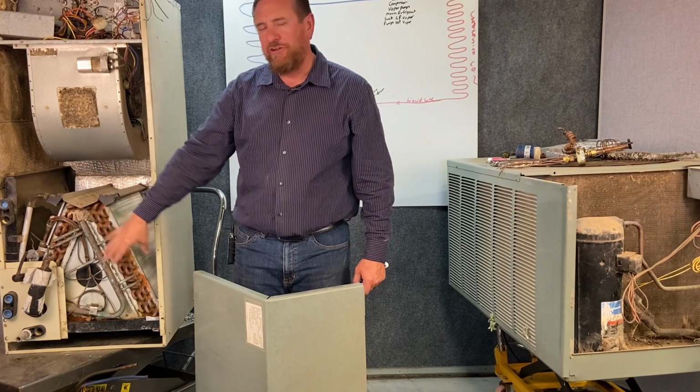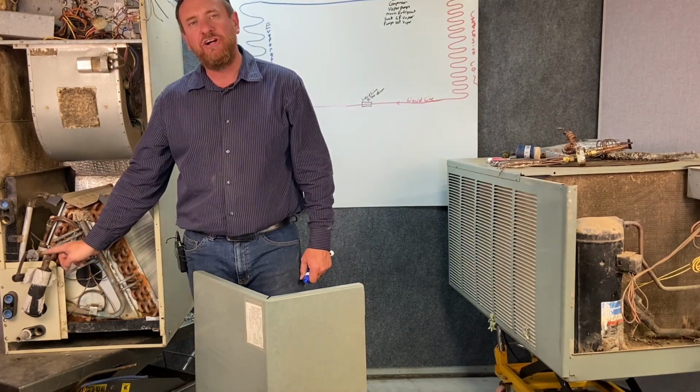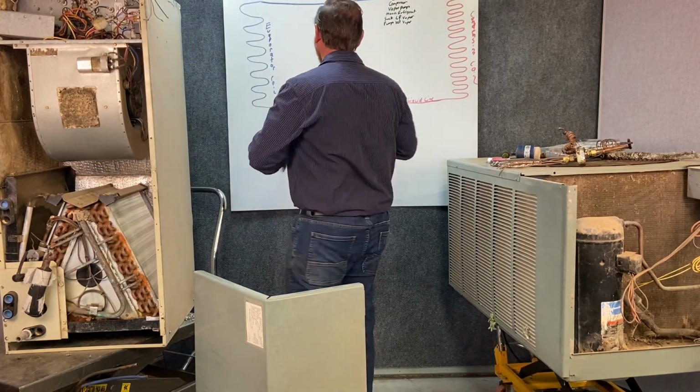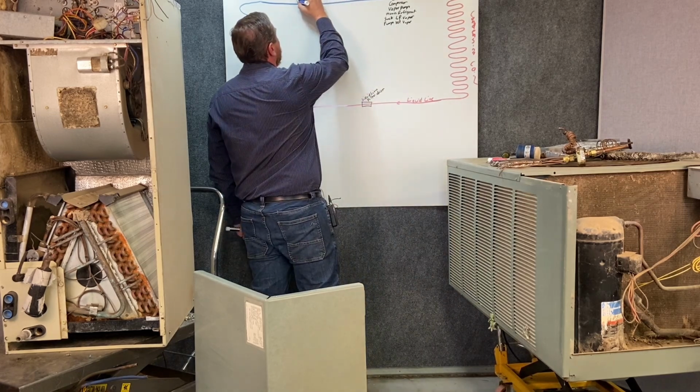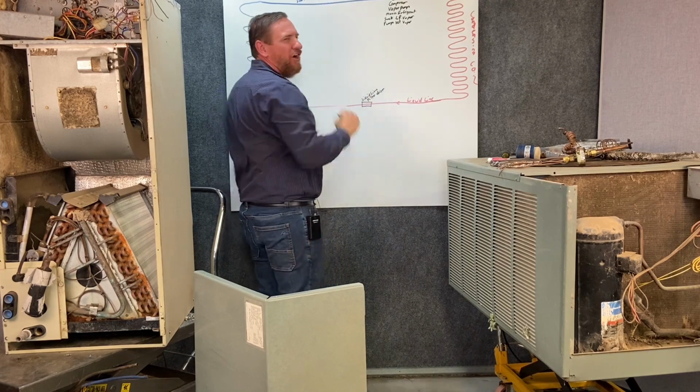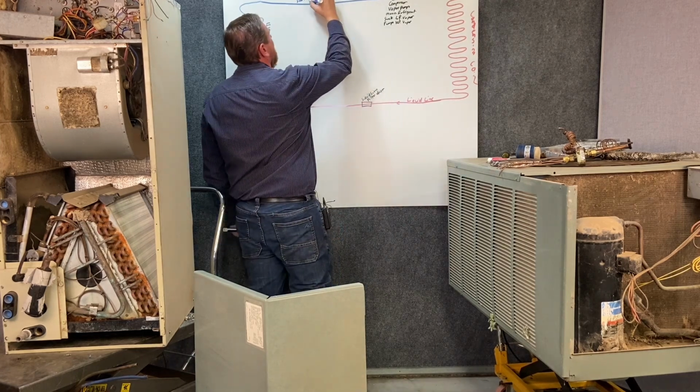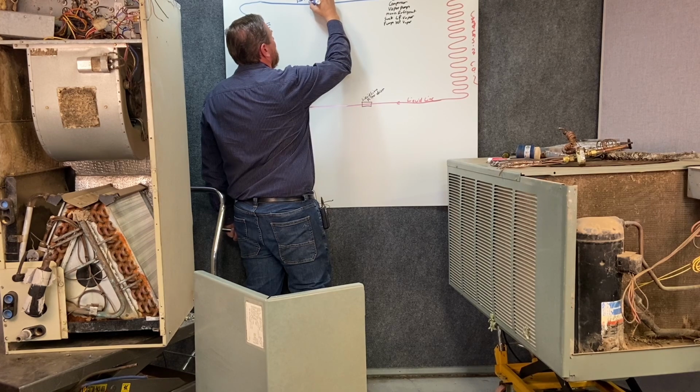Our refrigerant is going to be flowing through our evaporator coil. It's going to come out to this larger line. This line here has a special name also. It's called a suction line. It's also called a gas line.